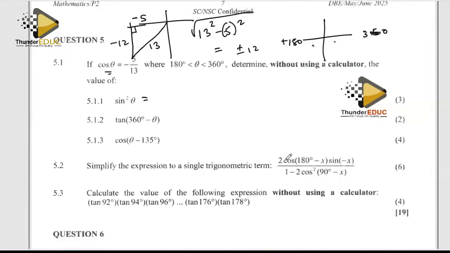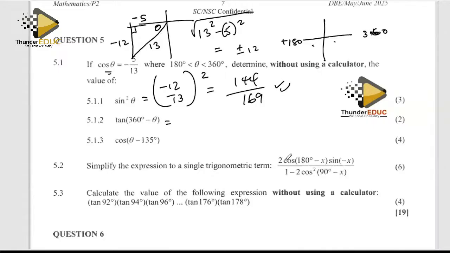We go to the sine. Sine is opposite over hypotenuse. So -12/13, we square that, which is 144 over 169. Opposite over hypotenuse, so 144 over 169. Okay, so that is that.